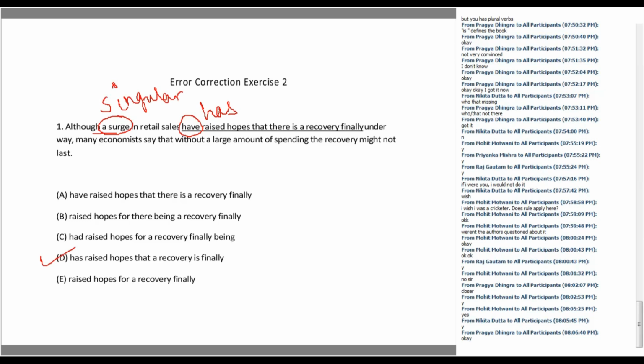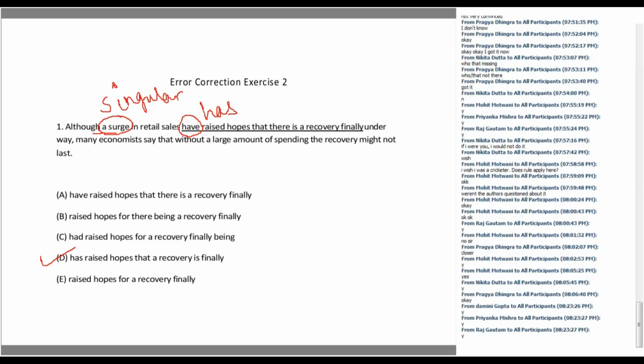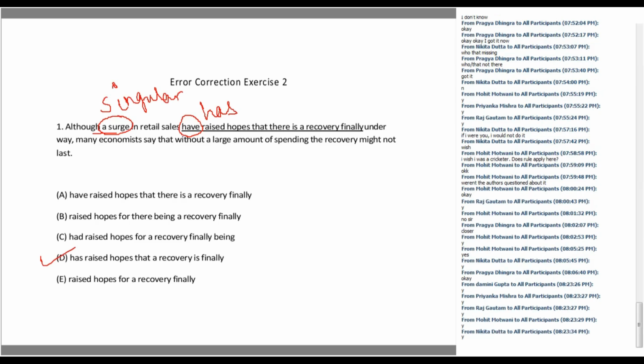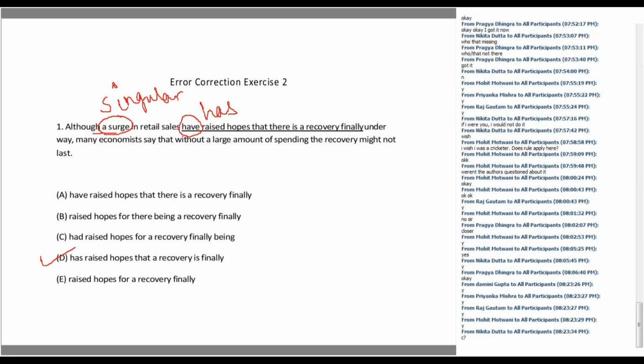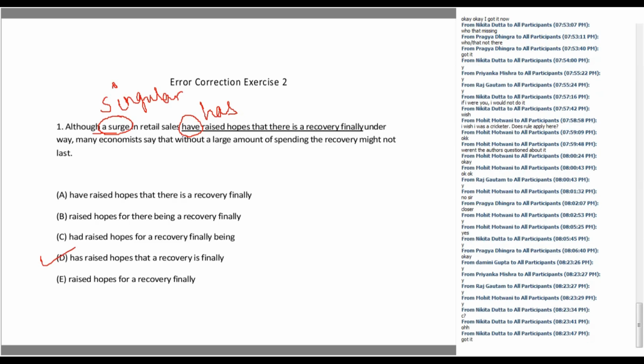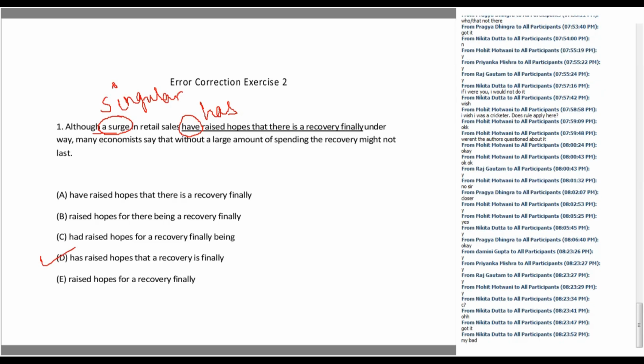Yes or no? Okay. If anybody has any objection or any doubt, please stop me. Okay. Nikita C had, although a surge in retail sales had raised hopes that there is a recovery finally. How can it be had? If there is a recovery finally underway, yeah, it cannot be had. It cannot be past tense.